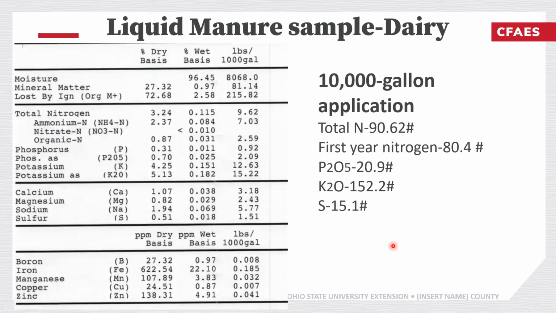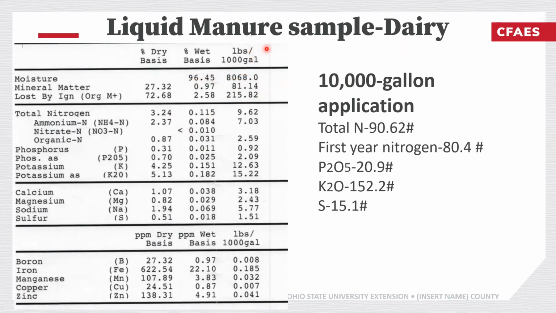Do all lab analyses look the same? No. This is a different lab. This lab reports things in a little bit different format. So we have the liquid manure sample. This is dairy manure. This dairy manure is 96% moisture, so it's a liquid manure.